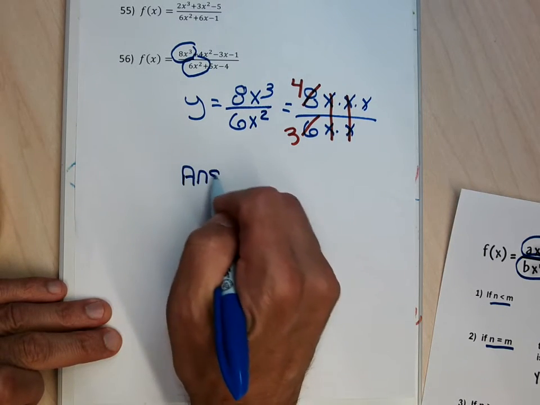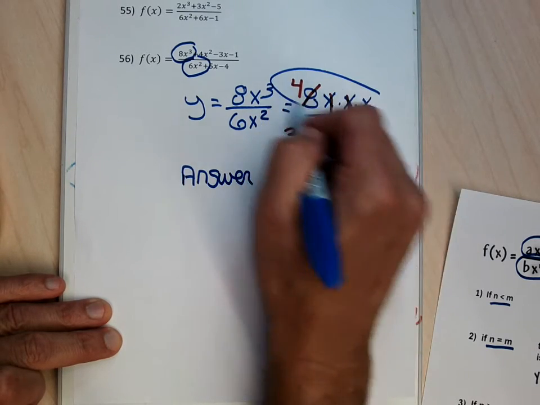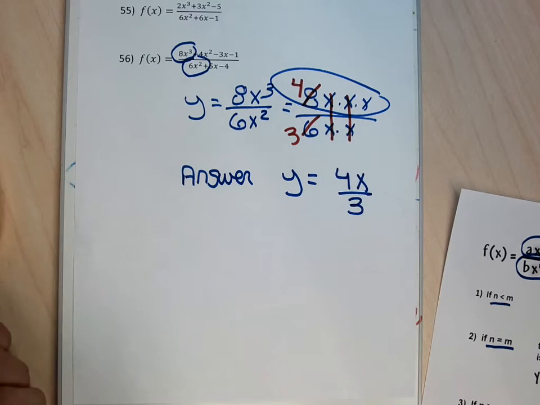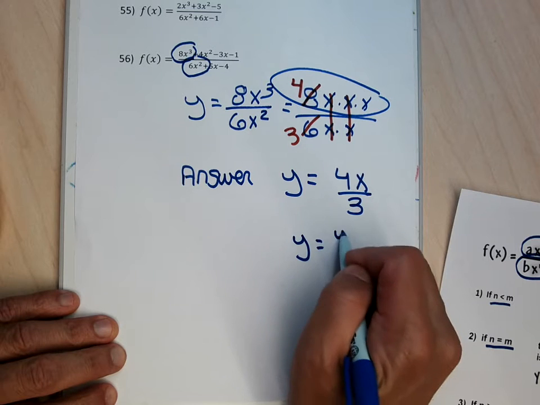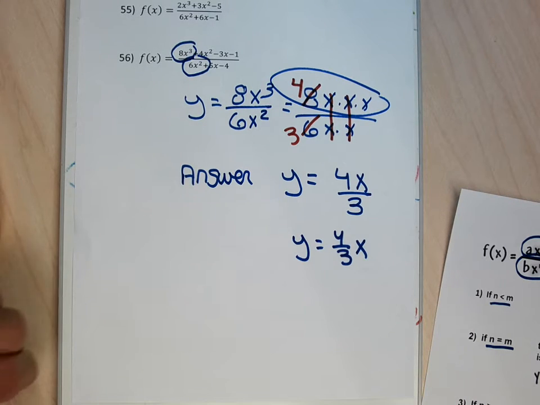My answer to problem 56 is going to be y equals, what's left in the numerator is a 4x. What's left in the denominator is 3. That's how I'm going to leave mine, but I could have written it y equals 4/3 x as well. So give 55 a go.